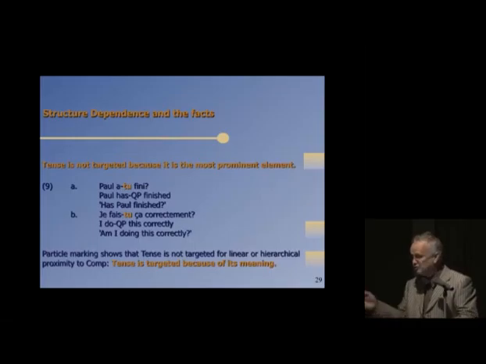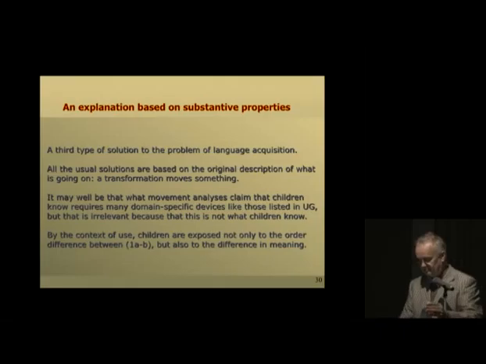So, "Paul, as-tu fini?" "A" is the auxiliary that bears tense. Well, the "tu" appears on the "a". "Je fais-tu ça correctement?" "Fais" is the main verb. It's the one that bears the tense here, so the "tu" attaches to that one. So particle marking shows that tense is not targeted for linear or hierarchical proximity to comp. Tense is targeted because of its meaning. We have to do something to tense in a polar interrogative. So I now turn to a tentative explanation based on substantive properties instead of listing things in UG.